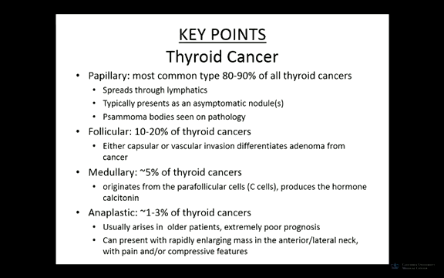And medullary accounts for only about 5% of cancers and originates from the parafollicular or C cells of the thyroid, and these are the cells that produce calcitonin. And anaplastic, luckily, is very rare. It's only 1 to 3% of thyroid cancers, and it usually arises in older patients and has an extremely poor prognosis. In fact, the 5-year mortality is 100% currently. And it can present with a rapidly enlarging mass in the anterior or lateral neck, and it can cause pain and compressive symptoms.